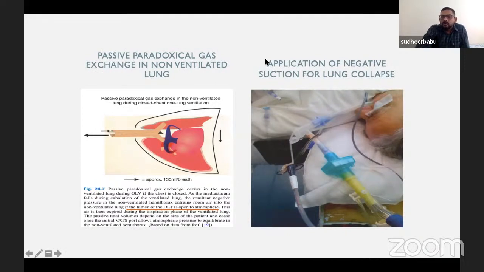Other ways to collapse the lung: one thing is application of negative suction. You can apply negative suction into the particular lumen, and you can collapse the lung.